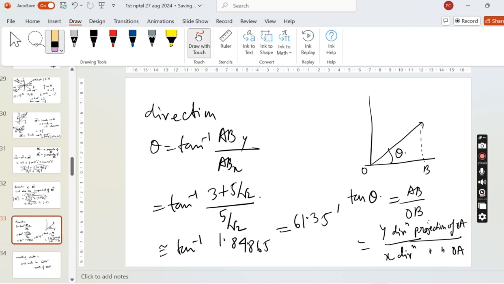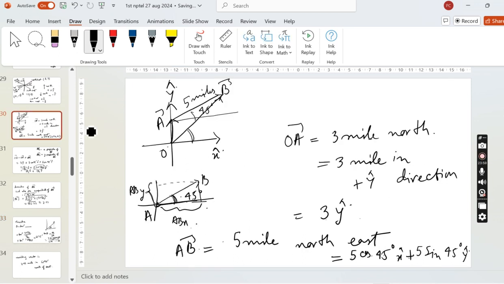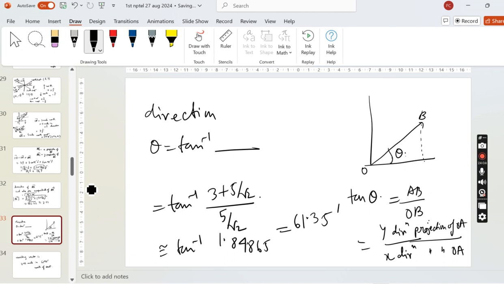So now, to know the direction of OB, we need to know the angle theta it makes with the x-axis. OB has a y projection and also an x projection. The best way to find the angle is tan theta. So tan theta is OBy by OBx. We know OBy is 3 plus 5 by root 2, and OBx is 5 by root 2, which gives us 61 degrees 35 minutes.